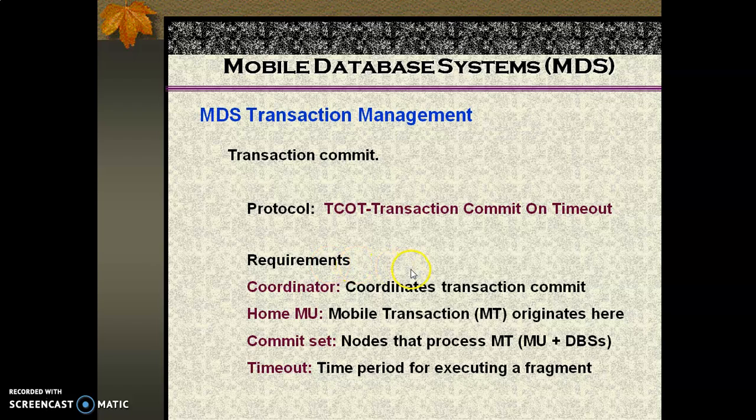The requirements for this are: a coordinator which coordinates the transaction commit operation; a home mobile unit which is responsible for mobile transactions which originate here; a commit set, which is the nodes which process mobile transactions, such as mobile units plus database systems; and the timeout, which is the time period for executing a fragment.